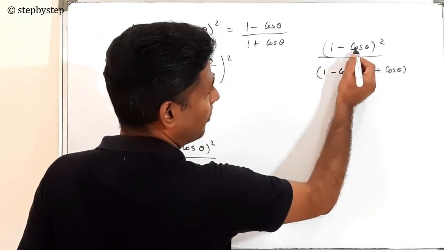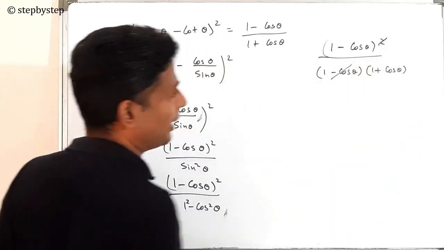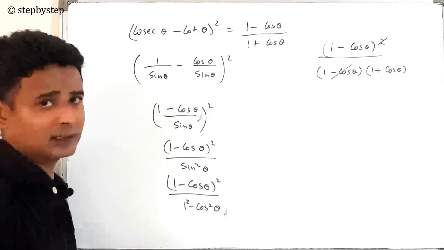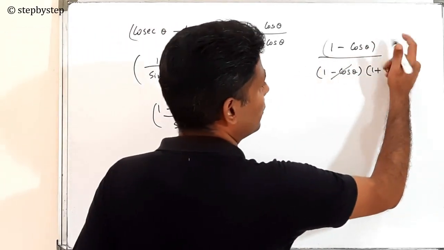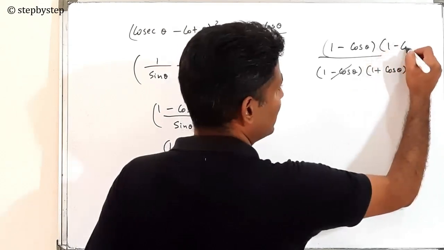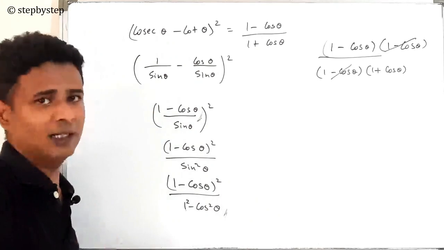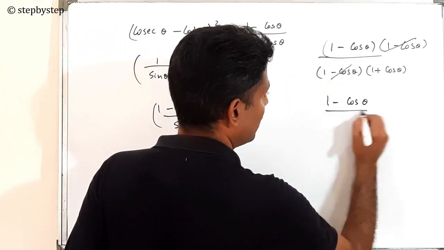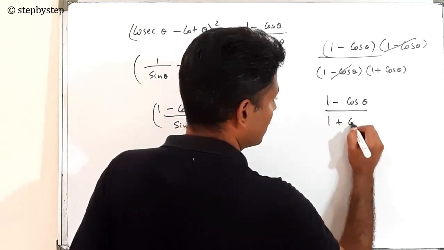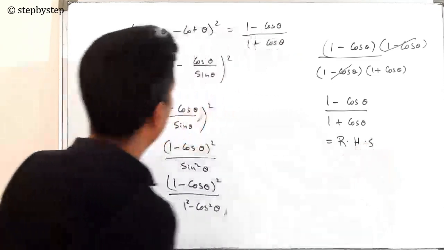Now here we have (1 minus cos theta) whole square by 1. So this one and 1 minus cos theta will cancel. Do you understand how this is happening? 1 minus cos theta whole square can be written as 1 minus cos theta into 1 minus cos theta, right? So this and this is what we are cancelling. So we got (1 minus cos theta) by (1 plus cos theta), which is equal to your right hand side, or RHS.